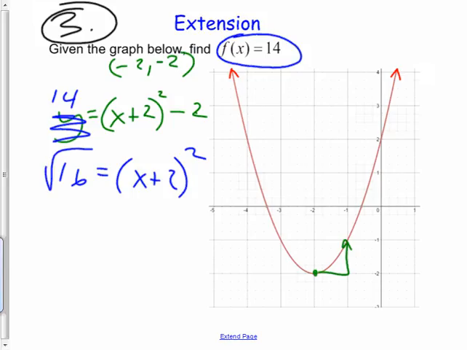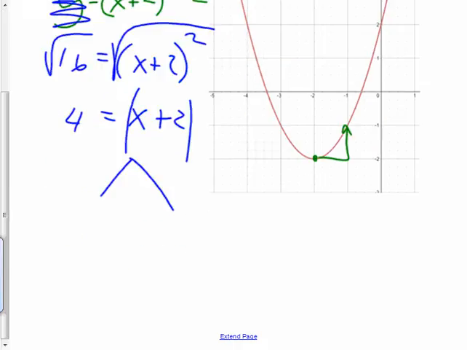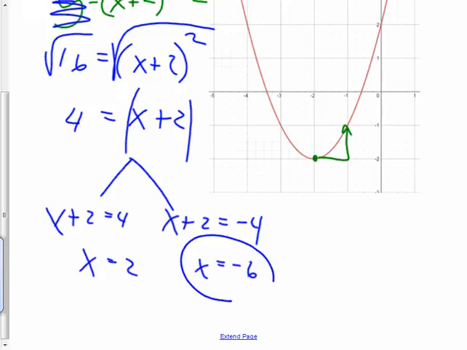Then I square root both sides. And I get 4 equals x plus 2, but that's the absolute value of x plus 2. Do you remember when you do square root of a variable, you have to do absolute value? And then you split this into two things. x plus 2 is 4, and x plus 2 is negative 4. And then I solve. Subtract 2 from both sides. x equals 4 minus 2 is 2. And subtract 2 both sides. x equals negative 6. Negative 2, negative 6.